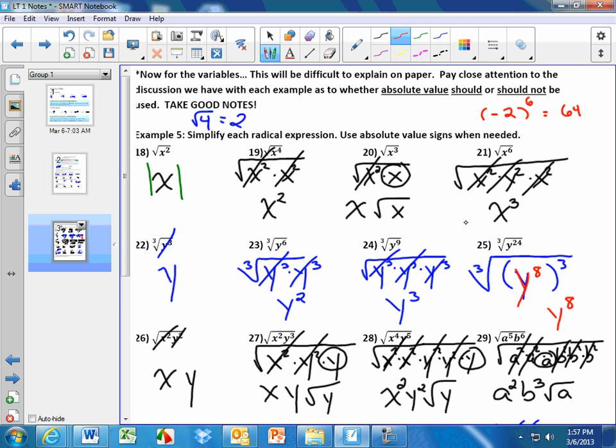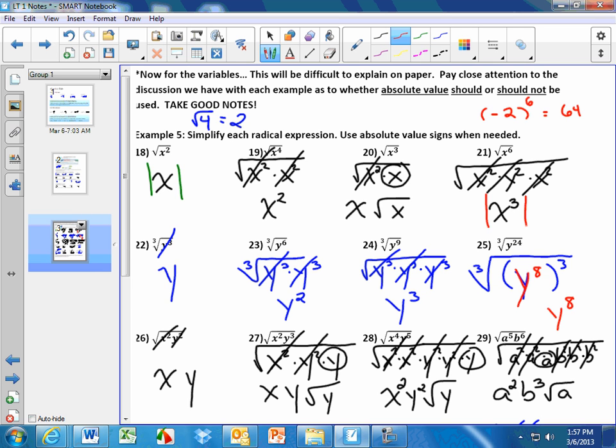Right, and the square root answer can't be negative, because of the same reason that when I ask you for the square root of 4, you say 2. The principal root, the non-negative root, the positive root. So this one needs absolute values.